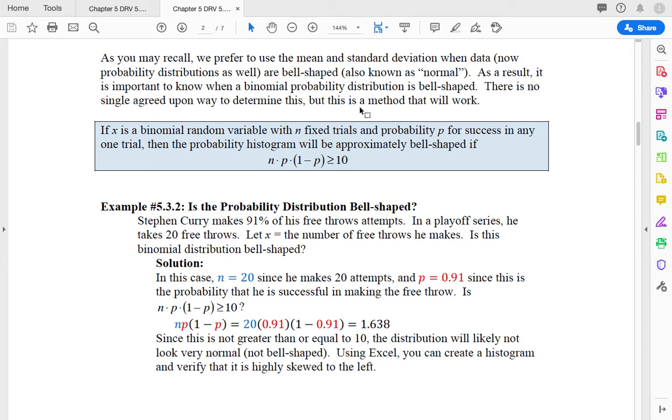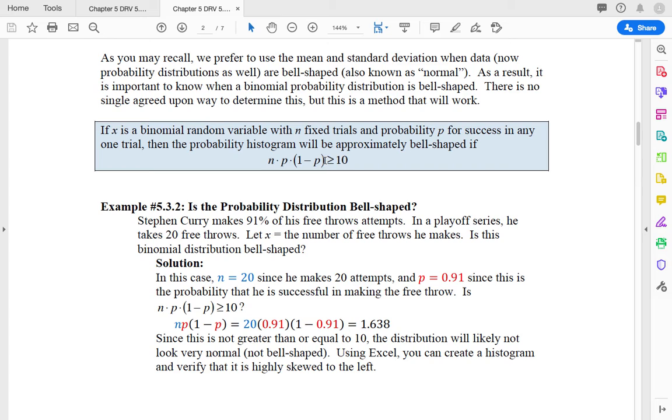Years ago, people figured out that if you have large enough sample sizes and the probabilities, the p and the 1 minus p, are not too extreme, if you plug them into this formula and you get more than 10, greater than or equal to 10, then it's going to be pretty close to bell-shaped. It's not perfect, but it's going to be pretty close. Okay, so that's the idea. It's not perfect, but it's going to be close if n times p times 1 minus p is greater than or equal to 10.